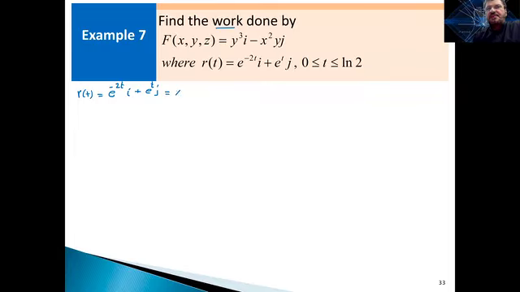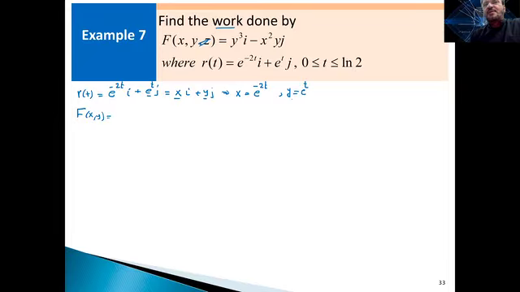And this can be written as xi plus yj. So what do we conclude from here? That x is e to the minus 2t, and y, the coefficient of j, is e to the t. Beautiful. Now we go back to our f. By the way, there is no z here. So f of x and y is equal to what?